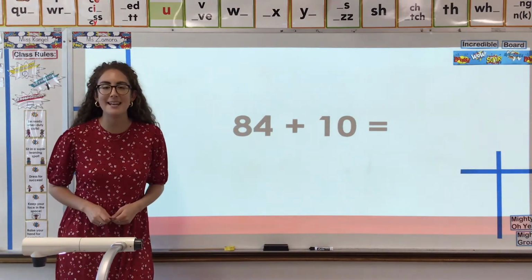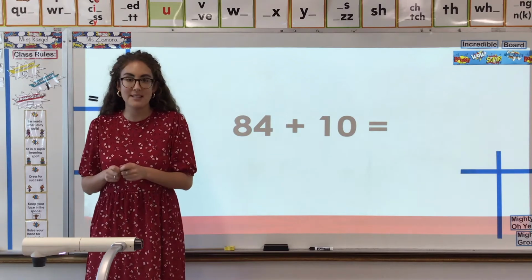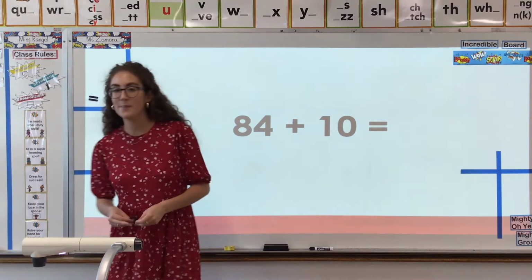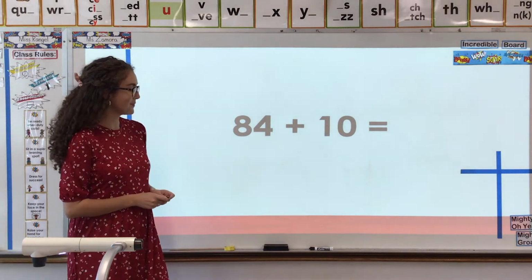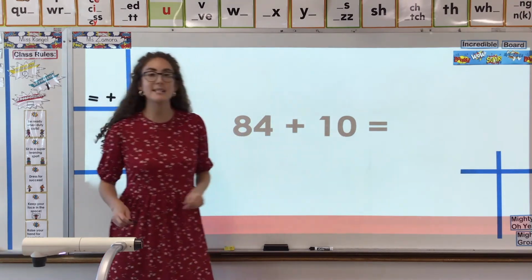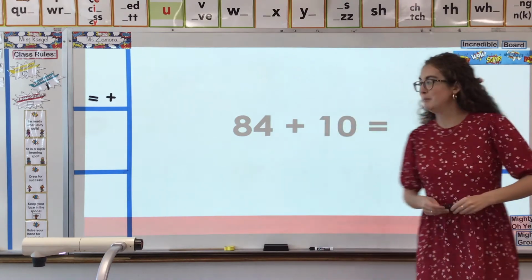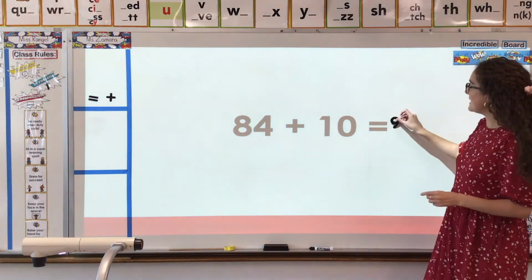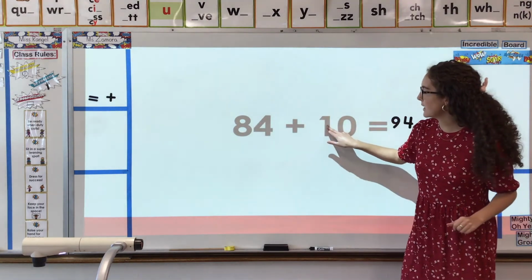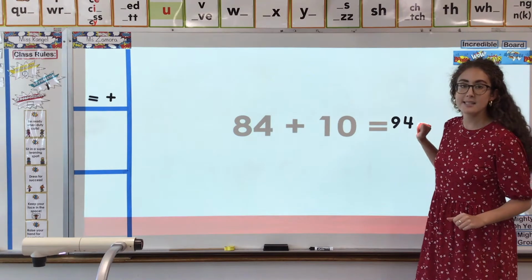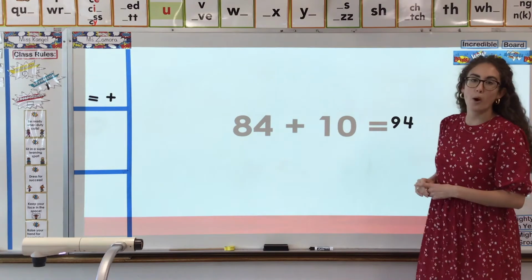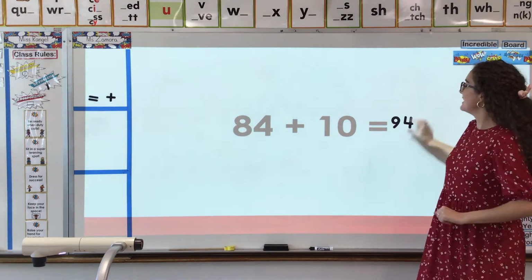84 plus 10. Now we're adding numbers in the same place. 84 plus 10. What will we get? The tens place and the ones place. We're going to get 94 because 8 tens plus 1 ten equals 9 tens, and 4 ones plus nothing still equals 4 ones. So our answer is 94.